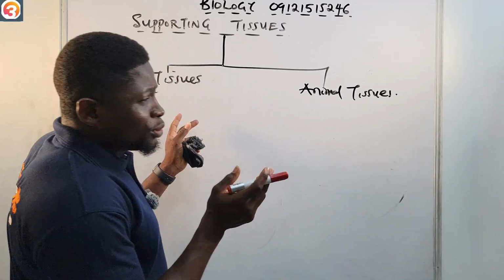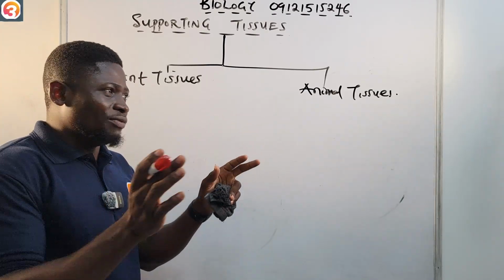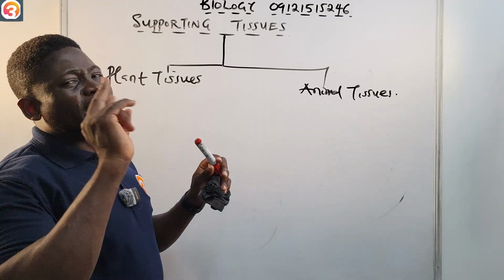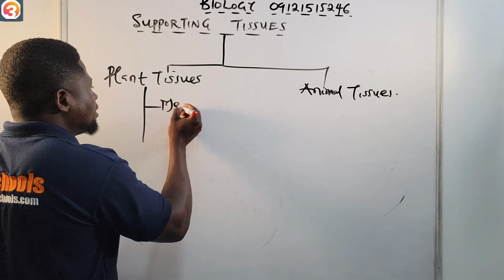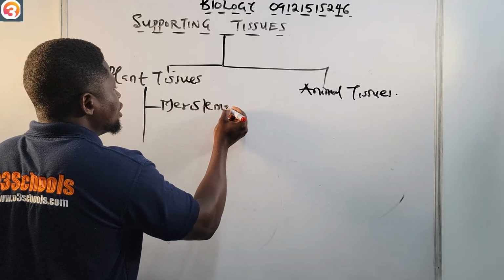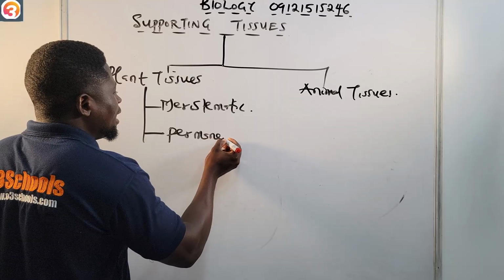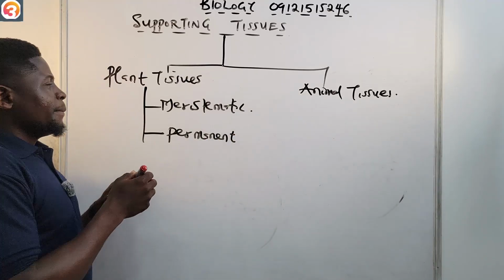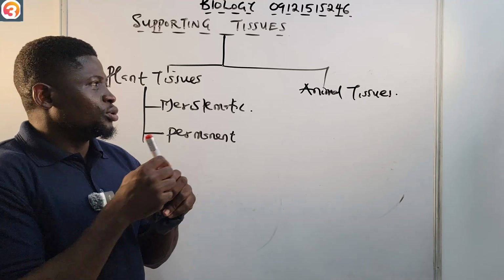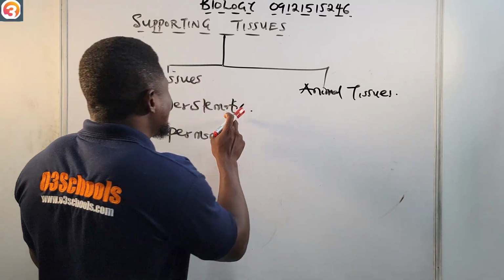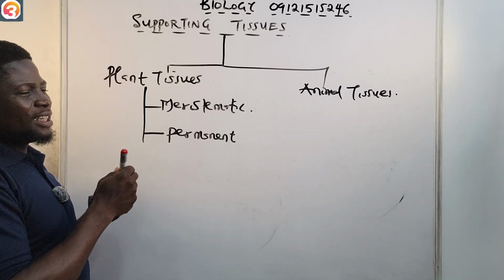Okay, we're not talking about plant tissues for now. Let me not jump ahead of myself. First of all, plant tissues are divided into two. Number one, we have meristematic tissues. Then two, we have permanent tissues. So plant tissues are divided into two: meristematic tissues and permanent tissues. Also, these meristematic tissues are divided into three. There are three types of meristematic tissues.